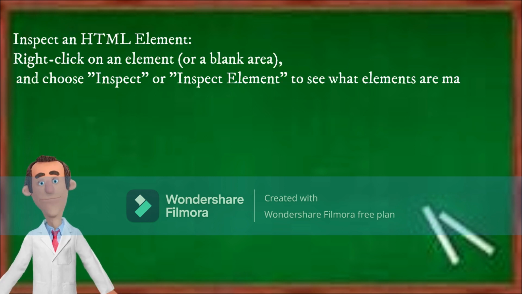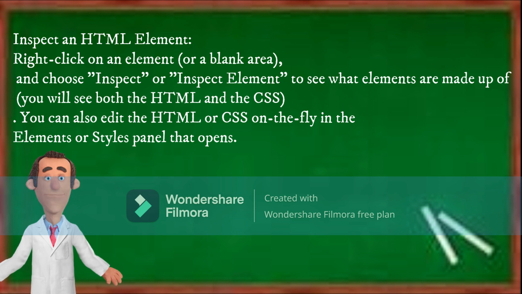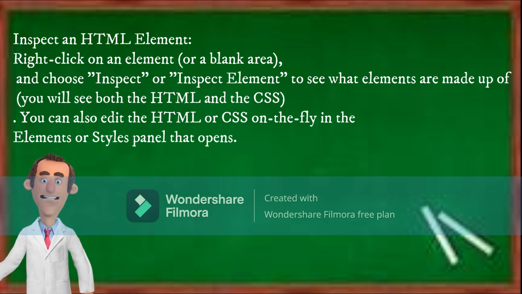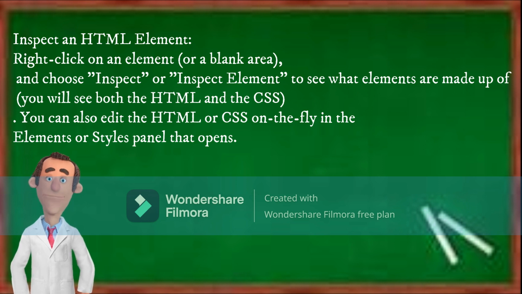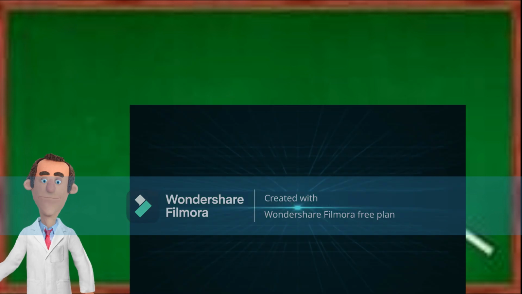Next topic is inspect an HTML element. Right-click on an element or a blank area, and choose Inspect or Inspect Element to see what elements are made up of. You will see both the HTML and the CSS. You can also edit the HTML or CSS on the fly in the Elements or Styles panel that opens.